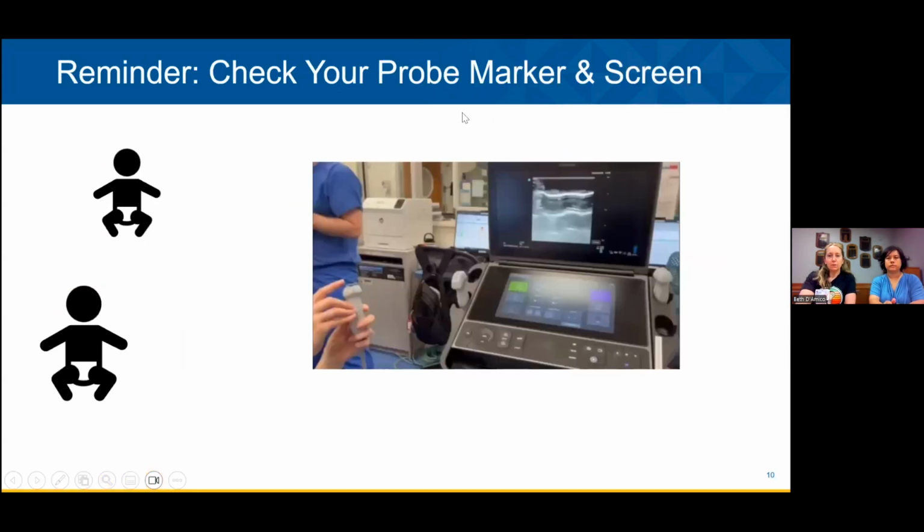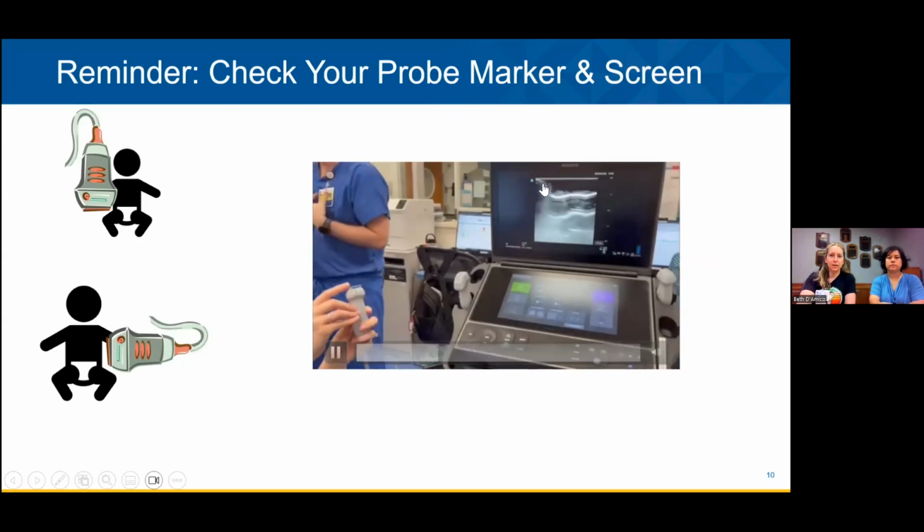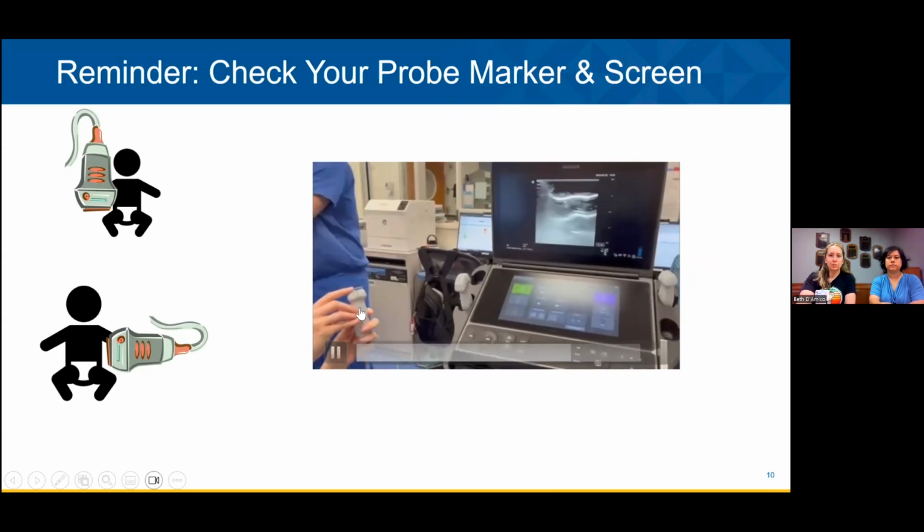Just as a reminder, when we are showing images, we work in emergency medicine. So our probe marker will always be facing either the left side of the patient or our patient's head. And when we are scanning, our indicator will be on the left side of our screen. And this is just me. Sometimes I pick up the probe and I want to make sure that I'm scanning in the correct orientation. You can always tap the side of your probe and make sure that the probe marker is corresponding to the marker on your screen. So just a little check before you start.